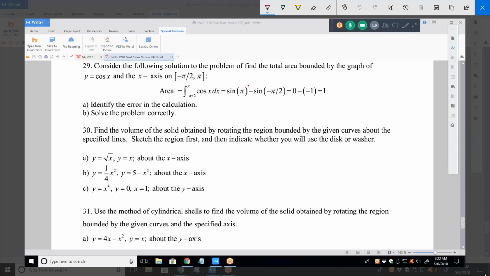Well, there's the error right. No. So the derivative is what? Or what's the antiderivative of cosine? Sine. Okay, so that's correct. And we're going to take the sine evaluated at the top number minus the sine evaluated at the bottom number. Well, that's true.